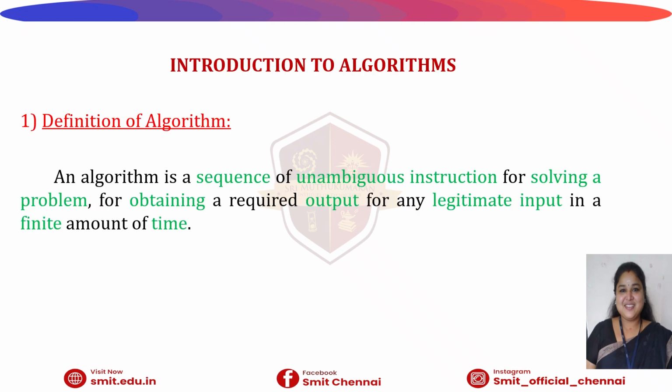Introduction to algorithms. Definition of algorithm: as we always see, an algorithm is nothing but a step-by-step procedure to solve a problem. But we have an official, formal definition for algorithm. An algorithm is a sequence of unambiguous instructions. Unambiguous instructions means without any confusion, a clear picture about the instructions for solving a problem, for obtaining a required output, for any legitimate input in a finite amount of time. This is the formal definition.